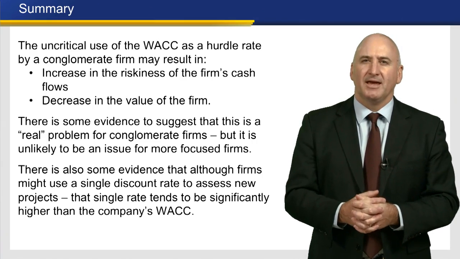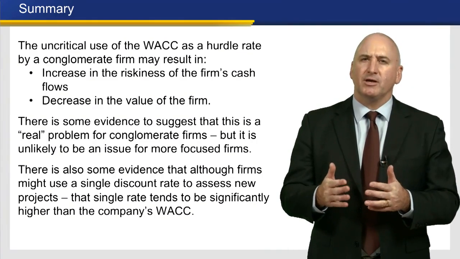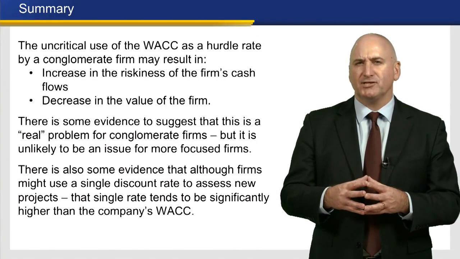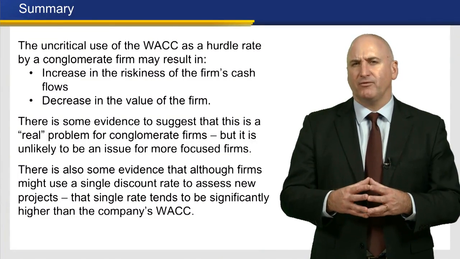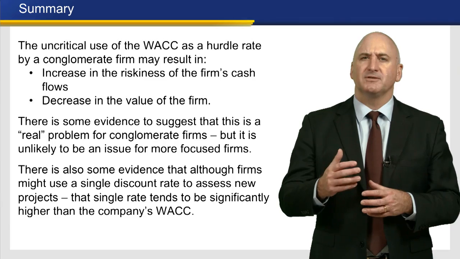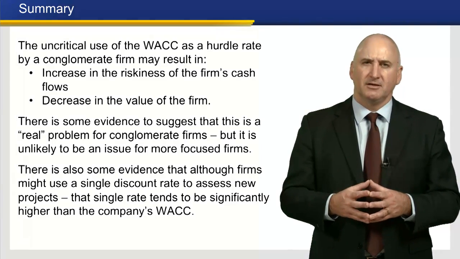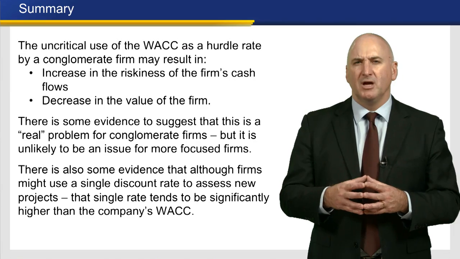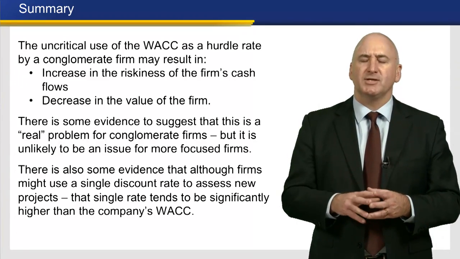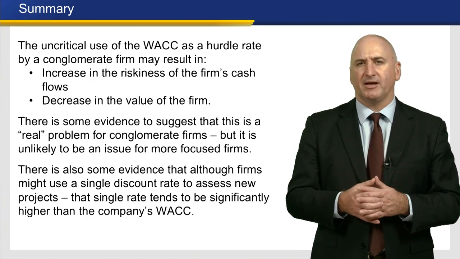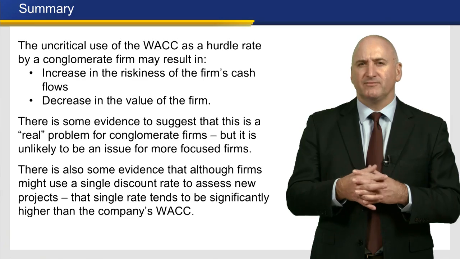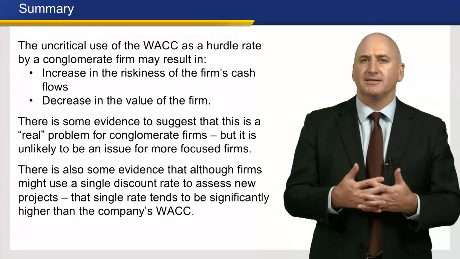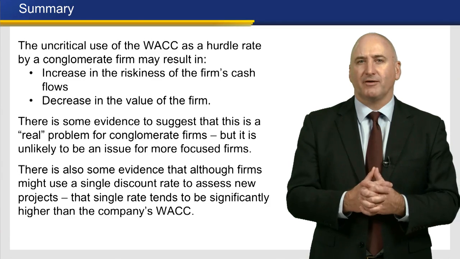So, in summary, in this session we've discussed how the uncritical use of the WACC as a hurdle rate might result in an increase in the riskiness of the firm's cash flows, as well as a decrease in the value of the firm if the firm systematically accepts negative NPV high-risk projects. We also discussed the evidence that suggested that this might be a real problem for conglomerate firms, but was unlikely to be such an issue for firms whose activities were focused in a more concentrated area. We finished off with a discussion of some recent survey evidence that suggests that firms might systematically employ discount hurdle rates that are significantly higher than their weighted average cost of capital.